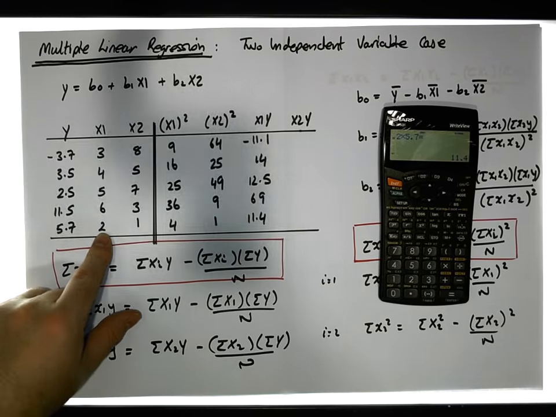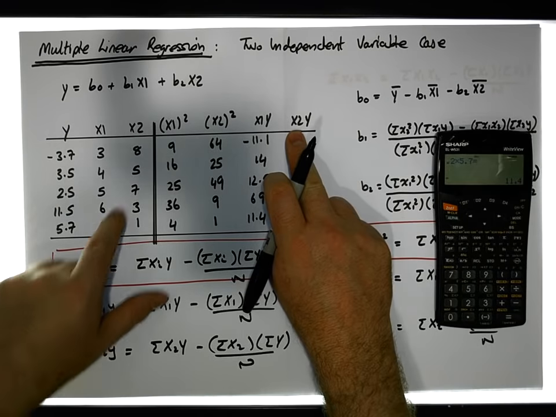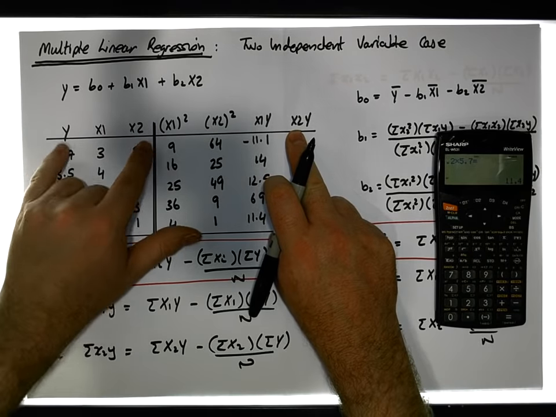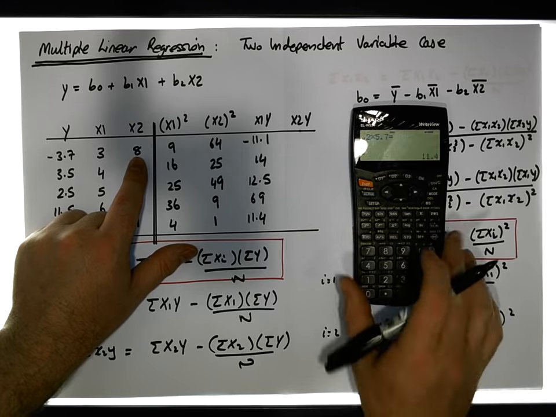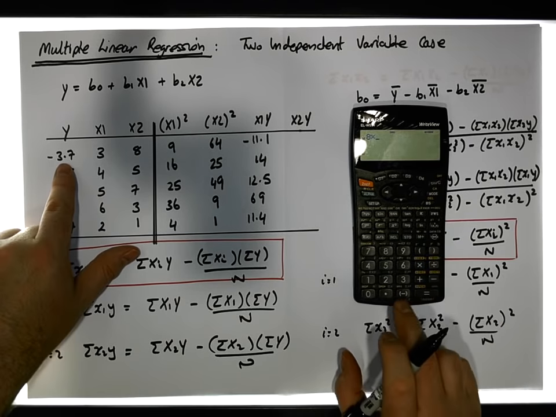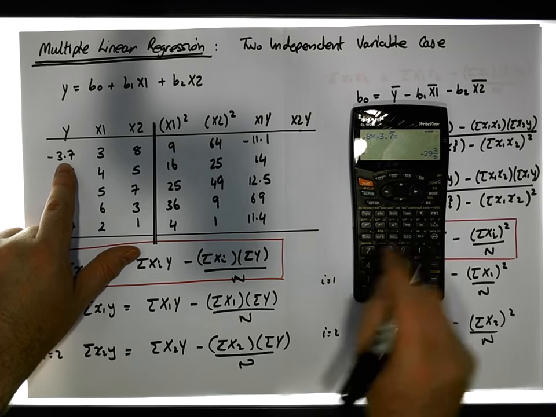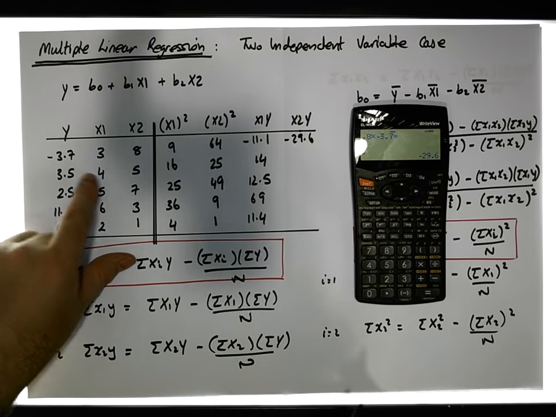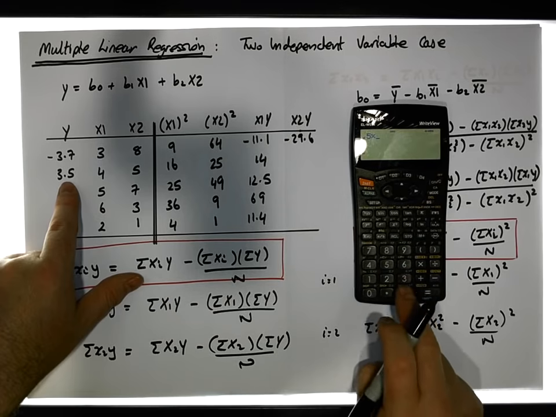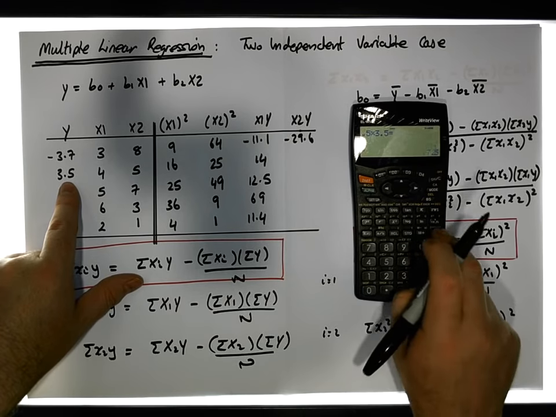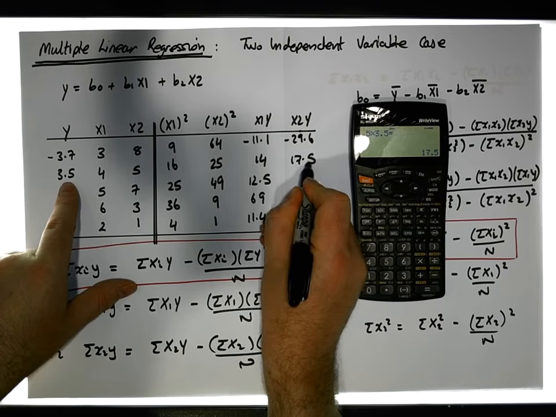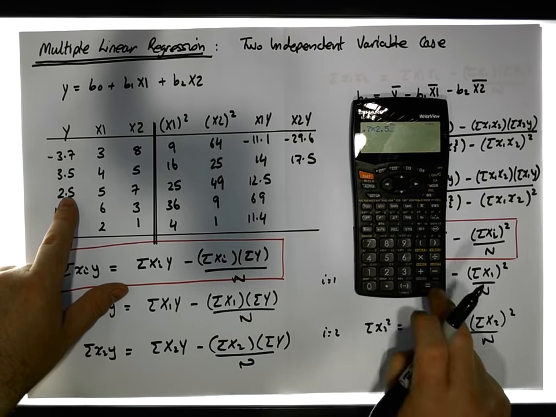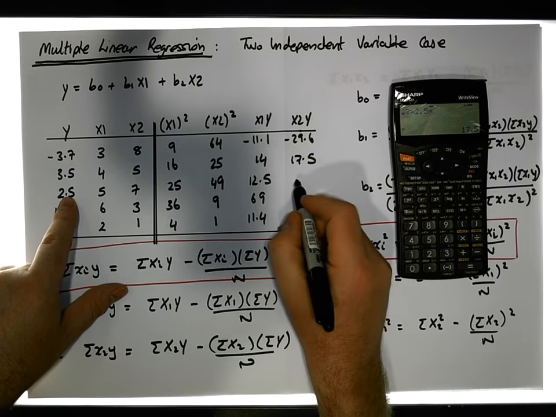Then we have the second independent variable times the y value, the cross product of the second independent variable times the dependent variable. 8 times minus 3.7 gives us minus 29.6. Then 5 times 3.5 gives us 17.5. Then 7 times 2.5 gives us 17.5 as well.